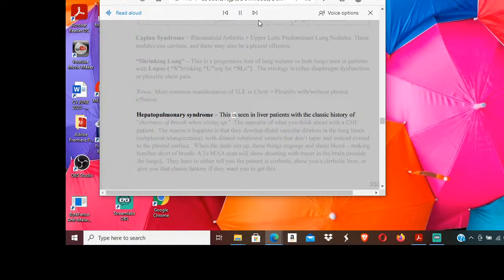Hepatopulmonary syndrome. This is seen in liver patients with the classic history of shortness of breath when sitting up. The opposite of what you think about with a CHF patient. The reason it happens is that they develop distal vascular dilation in the lung bases, subpleural telangiectasia, with dilated subpleural vessels that don't taper and instead extend to the pleural surface. When the patient sits up, these engorge and shunt blood, making him or her short of breath. A Tc-MAA scan will show shunting with tracer in the brain, outside the lungs. They have to either tell you the patient is cirrhotic, show you a cirrhotic liver, or give you that classic history if they want you to get this.